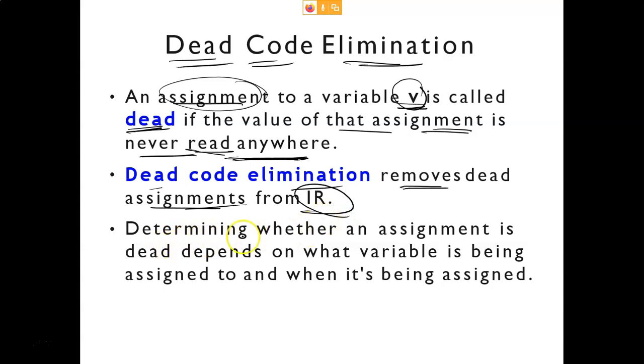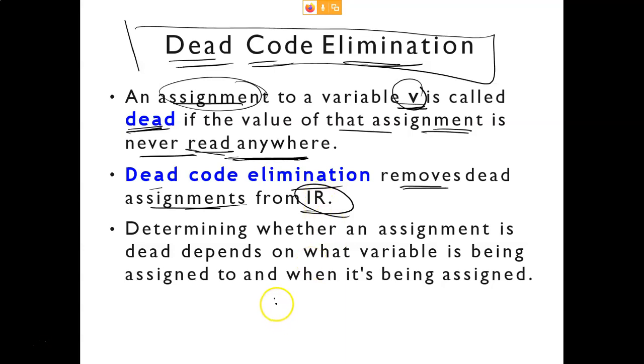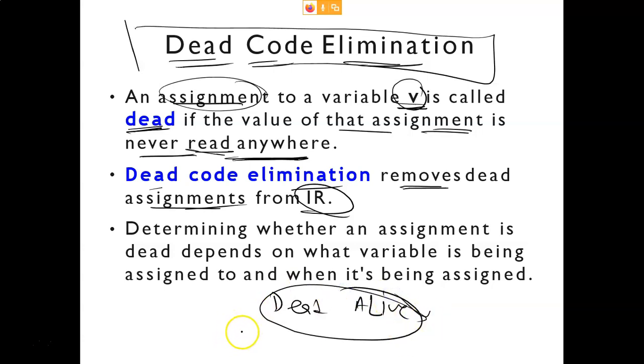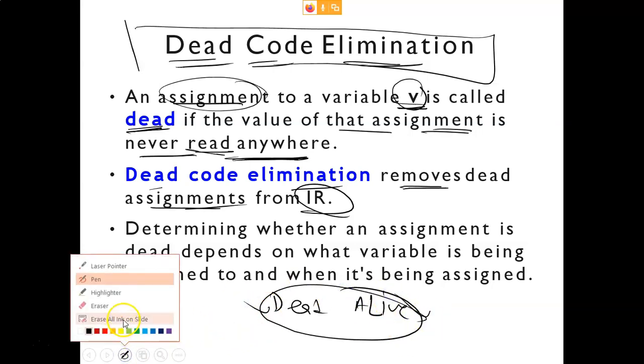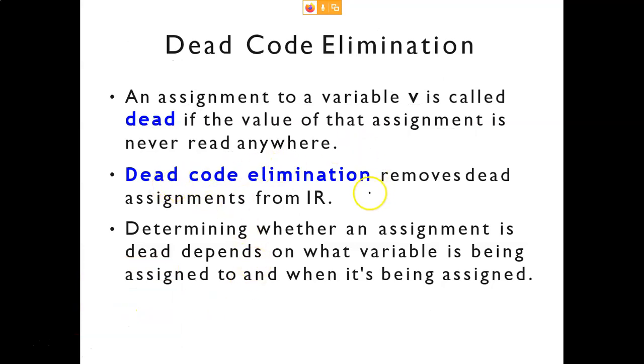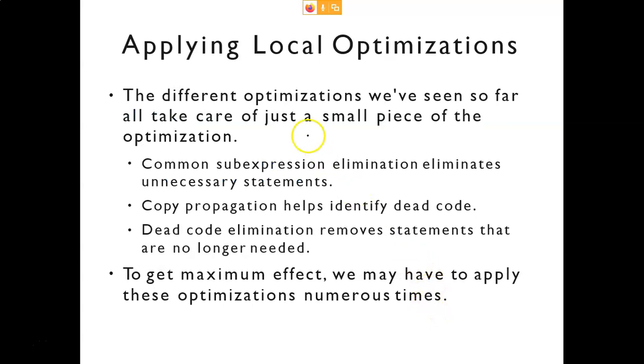Now if you want to apply this algorithm, what do you need to determine? You need to determine which variables are dead and which variables are alive. Once we find this out, we can remove the dead statements, the dead assignments. Determining whether an assignment is dead depends on what variable is being assigned to and where it is being assigned. We will see this by example, and it will be clear.